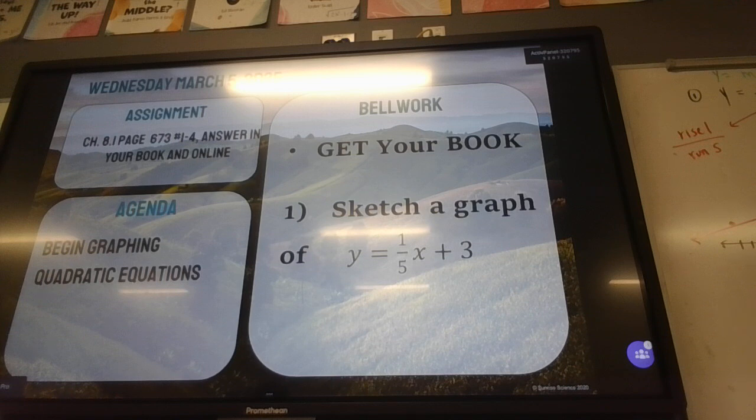Y equals -1 squared. What's that? What's -1 times -1? 1. So we have another point at -1, 1 right here. Then we'll do 0. Y equals 0 squared. That's y equals 0. So we have a point at 0, 0.